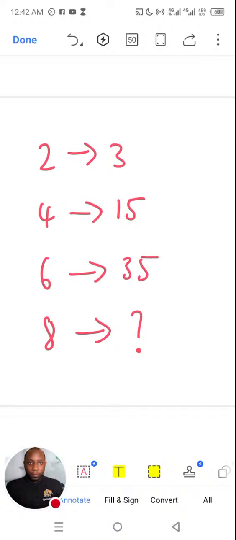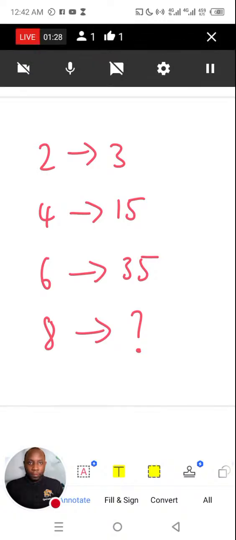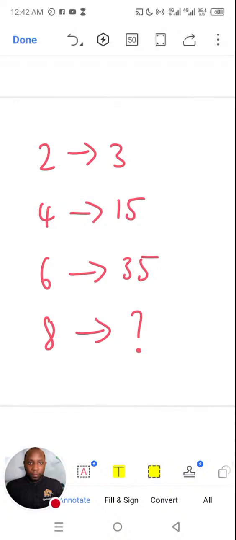So as you can see here, we have a puzzle. If 2 produces 3, and 4 produces 15, and 6 produces 35, what will 8 produce? If you know the answer, drop it in the chat.